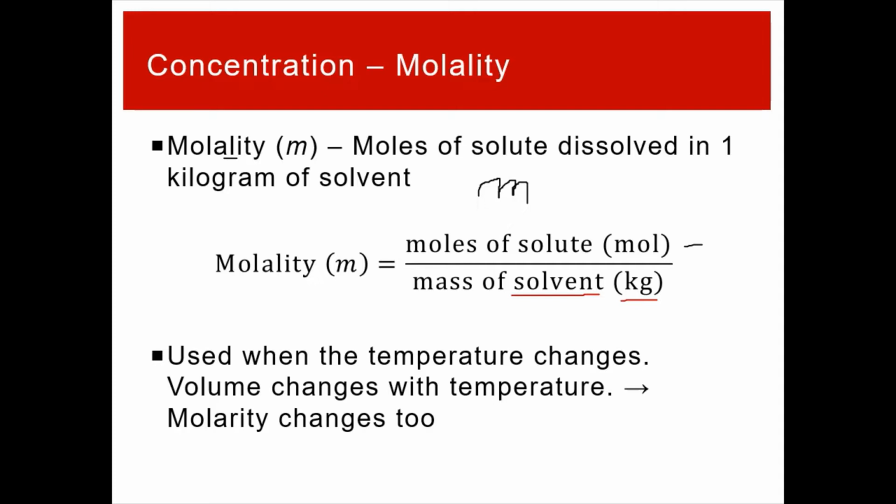If we're looking at a property that changes with temperature, we don't want to use a concentration unit to describe that property change if the concentration unit is itself changing with temperature. So we use molality in situations where the temperature is going to be changing, like freezing point depression and boiling point elevation. We are purposefully changing the temperature, and we want our concentration unit to stay the same.